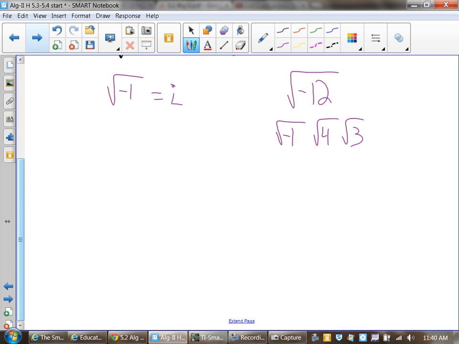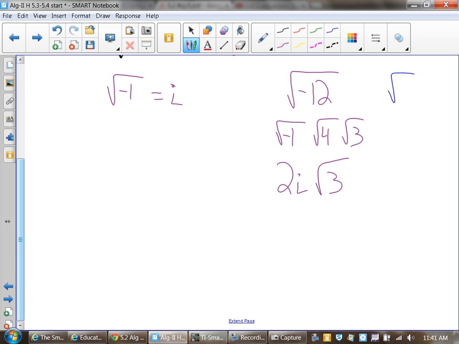Square root of 4 is what? 2. Square root of -1 is what? i. So I write this out as 2i root 3. Integer, imaginary, radical, in that order. So the square root of 12, we all know, is 2 root 3. The square root of -12 is 2i root 3. So you just add the i. That's it. Same idea.